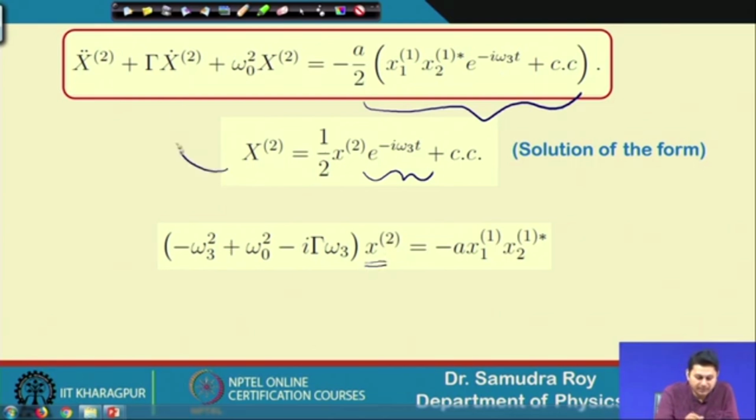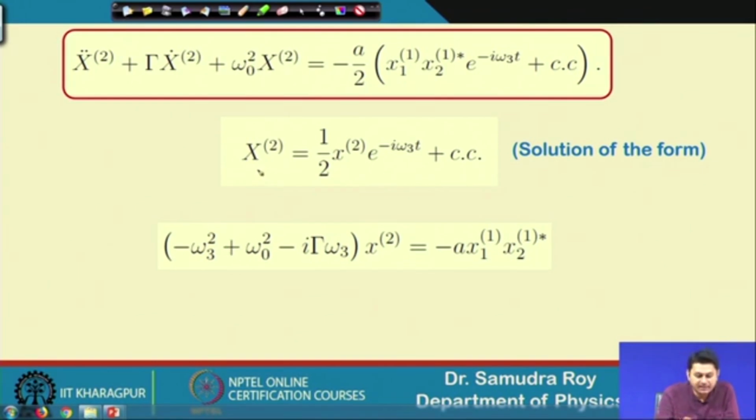We put this solution here simply, and then x double dot is nothing but everything the same, with just omega 3 whole square term there, omega 0 square as usual, and then minus i gamma omega 3 term that will appear because of this velocity dependent damping term, and on the right hand side we have only this term. The half term will cancel out because the half is here, also the half is here. So, we will have a very compact form for the amplitude of x 2, which is vibrating at frequency omega 3.